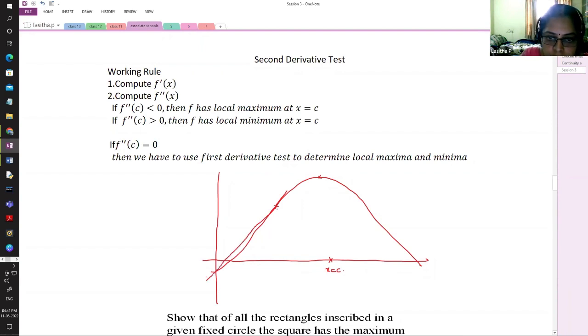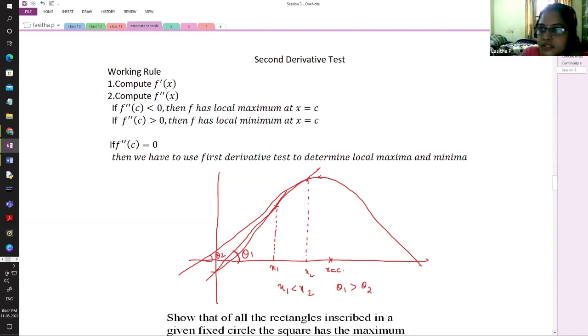One point here I am taking, this is the point x1. Let me take another point here, this is the point x2. So here also, if I try to draw my tangent, it will look like this. If you look at this angle, let me mark this as θ1 and this as θ2. It is obvious that x1 is lesser than x2, whereas θ1 is greater than θ2. We understand this from the graph. Otherwise, use graphic tools and you will get a clear slope from that.